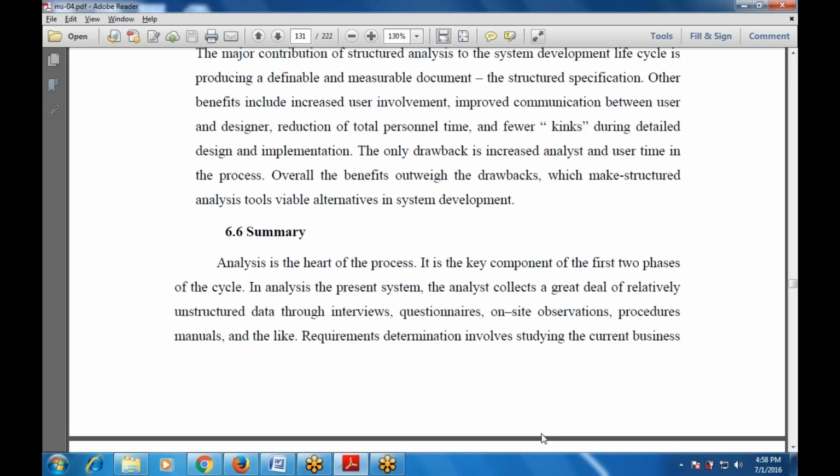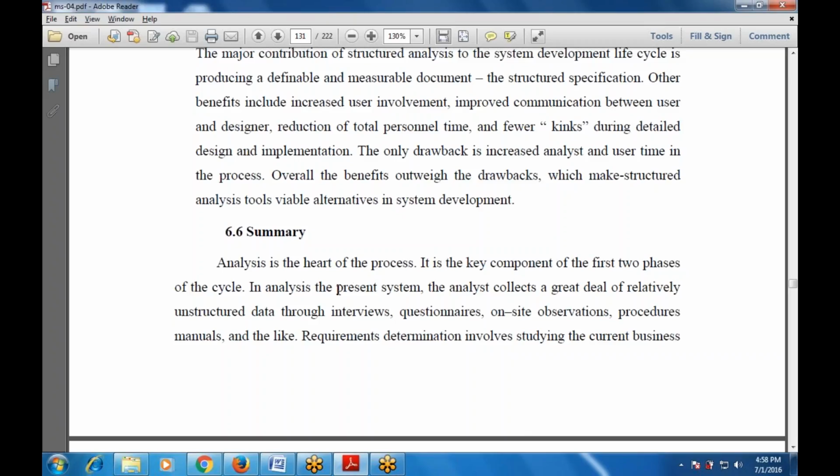Next is the summary of this chapter. We have discussed analysis. Analysis is the heart of the SDLC steps, and it is a key component of the first two phases of the cycle.